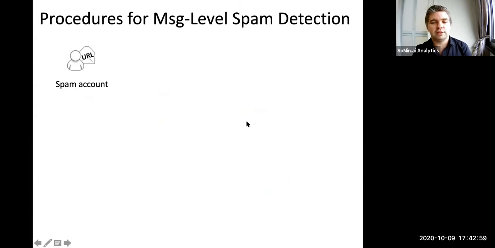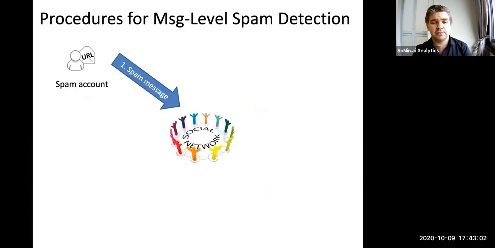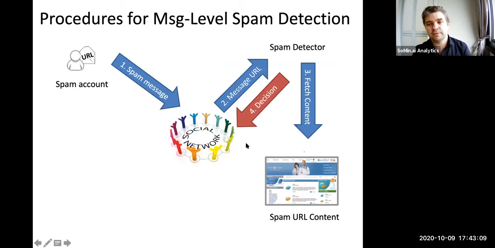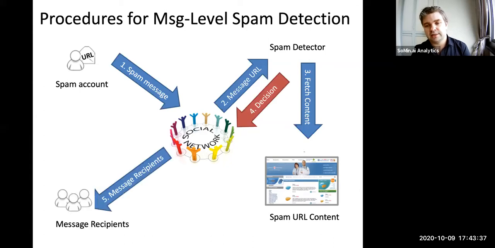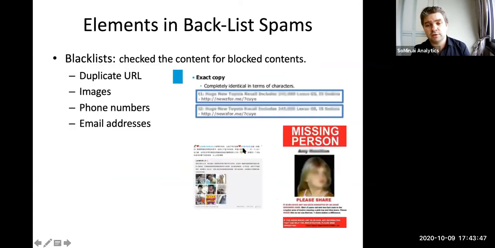So let's say you want to build a message-level spam detector. You have some account, and you have a spam message that has been spread in a social network. You can send the message URL to the spam detector. The spam detector will go fetch the content and see whether it is spam content, and how relevant this content is to the original writing inside the account, and whether this URL is relevant to the rest of the content. If it is, let's say, spam, then the decision of the spam detector will be triggered as spam, and the message will either be delivered to the message recipient or not. Yeah, so this is how a spam detector can work as a machine learning model.